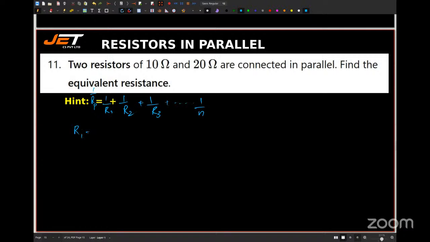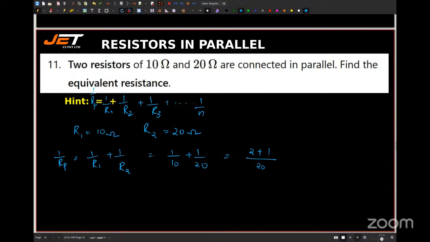So here it is given R1 equals 10 ohms. Read the question. Two resistors of 10 ohms and 20 ohms are connected in parallel. Find the equivalent resistance. So R1 will be 10 ohms, R2 equals 20 ohms. The formula will be 1 by Rp equals 1 by R1 plus 1 by R2, which equals 1 by 10 plus 1 by 20. So what is the LCM between 10 and 20? It is 20. So this is 2 plus 1 is 3 by 20. You remember here 3 by 20 is not the answer. 1 by Rp equals 3 by 20.